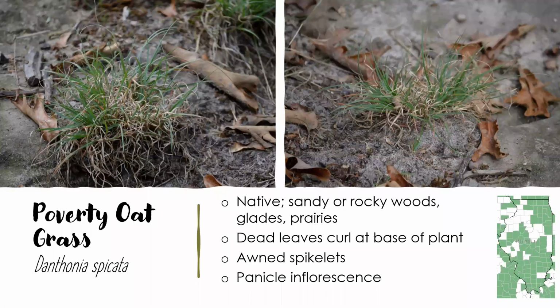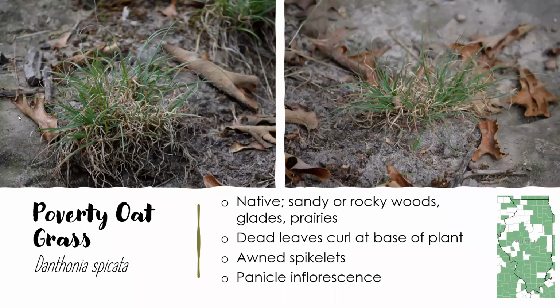All right, so those are three that looked really close to one another. Let's move to one that looks much different. Okay, so this one is poverty oat grass called Danthonia spicata. And again, a native species, much more restricted in its range or in its habitat. So it's typically found in sandy or rocky woods, on glades, and then in some prairies.